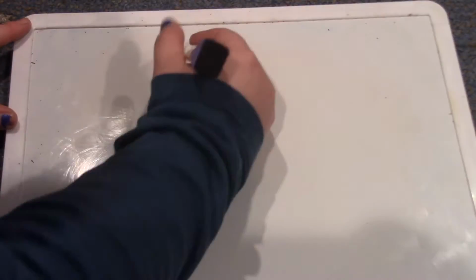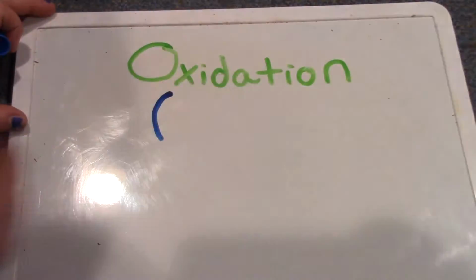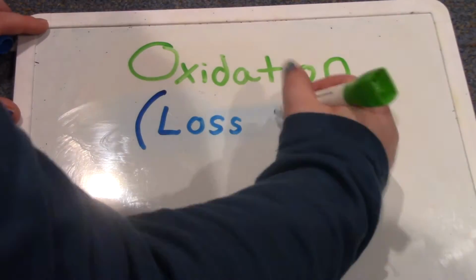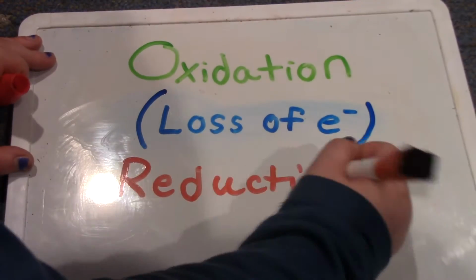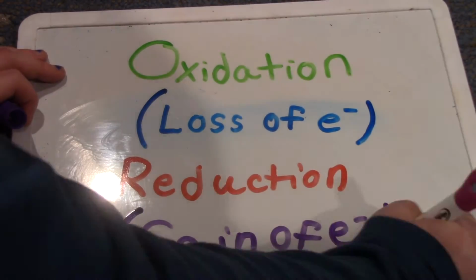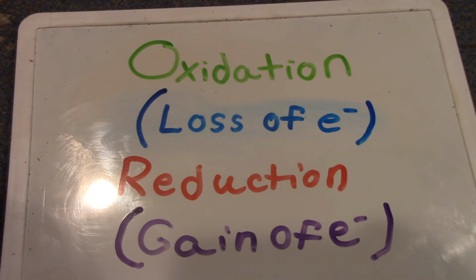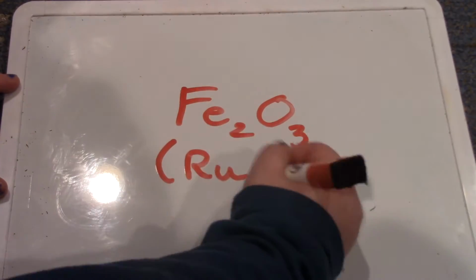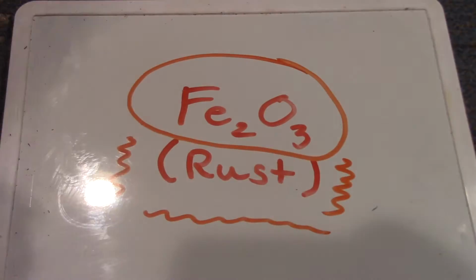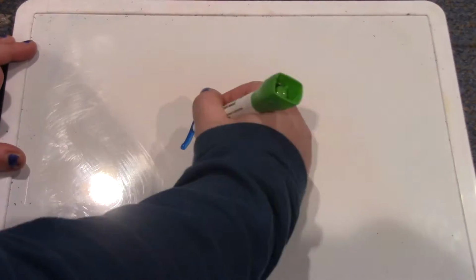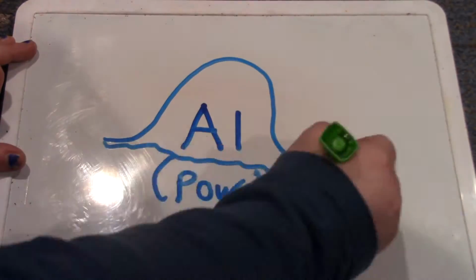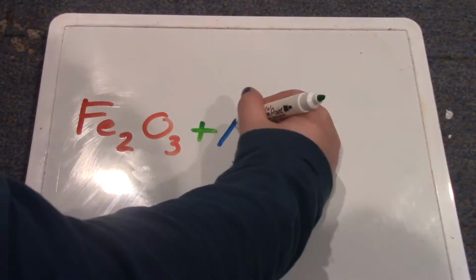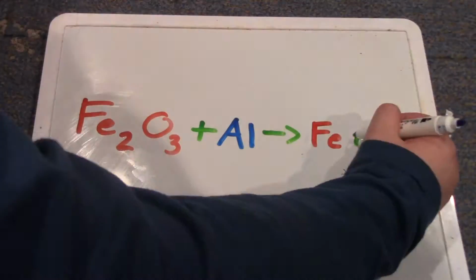So let's go over what reduction and oxidation are. In oxidation, electrons are lost during a reaction, and in reduction, electrons are gained. Now that we know what these terms are, let's observe them at work in a reaction. Let's say we take iron 3 oxide, or rust, and aluminum powder, and react them together. By reacting these two substances together, we would get iron metal and aluminum oxide as our products.